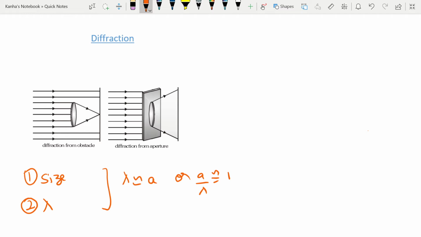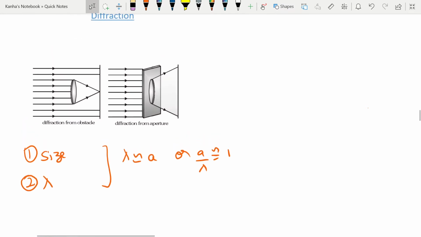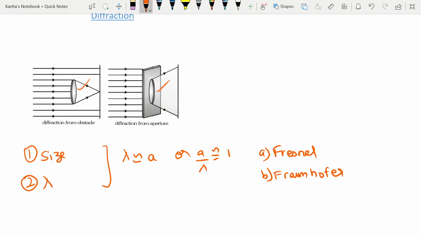So let's see what really happens in diffraction. Before doing that, there are two types of diffraction: the Fresnel diffraction and the Fraunhofer diffraction. In Fresnel diffraction, the source or screen or both are at finite distance from the diffracting device, which is the obstacle or the aperture. The Fraunhofer diffraction is a particular limiting case of Fresnel diffraction, in which case both source and screen are at effectively infinite distance from the diffracting device.